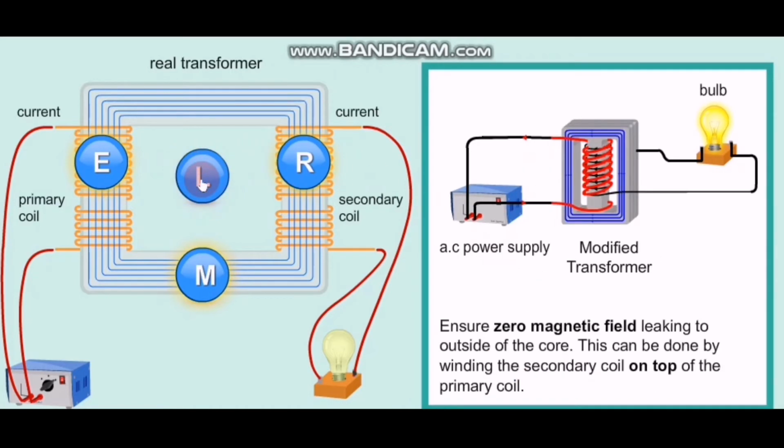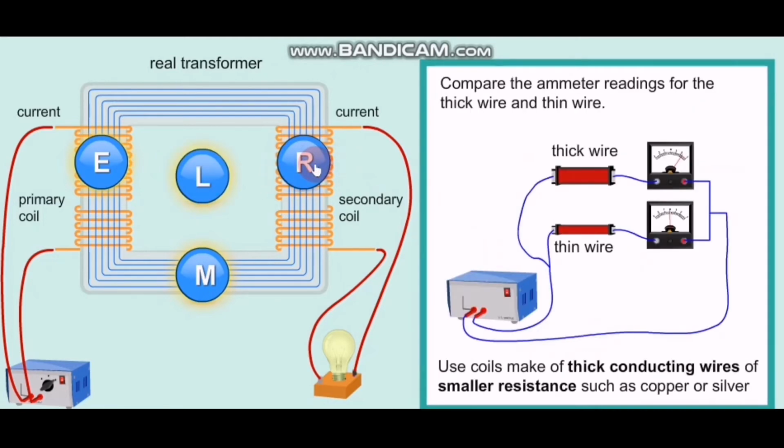Okay, third factor is the leakage of the magnetic field. So how to reduce the leakage? We must reduce the gap in between the primary coil and secondary coil. And this is done by winding the secondary coil on top of the primary coil. And the last factor is due to resistance in a wire. So to reduce power loss due to resistance in a wire, we choose a thick conducting wire with smaller resistance such as copper or silver.